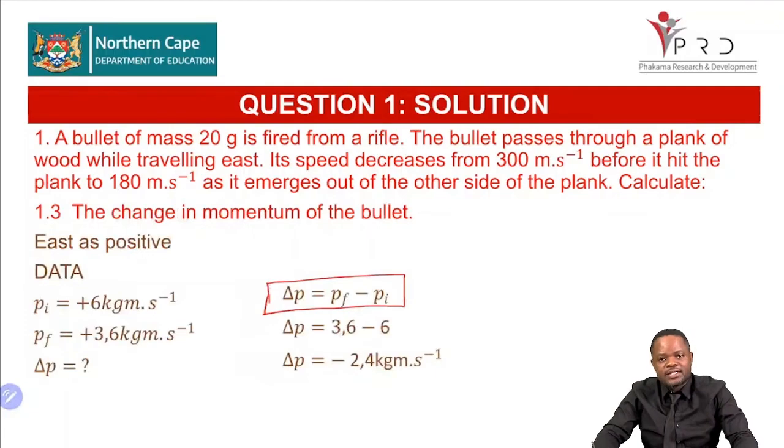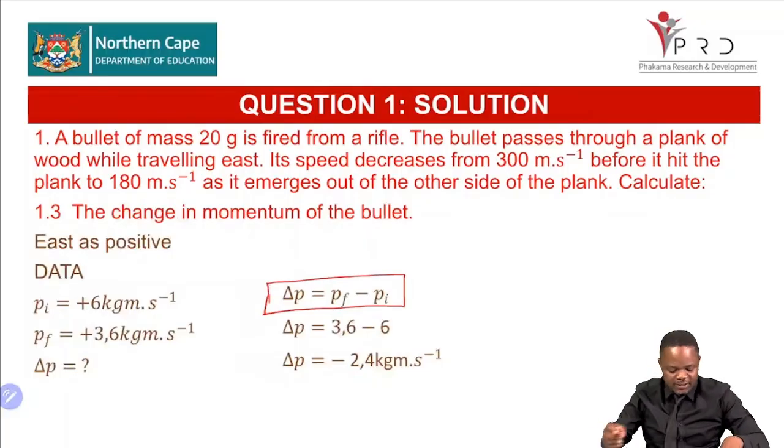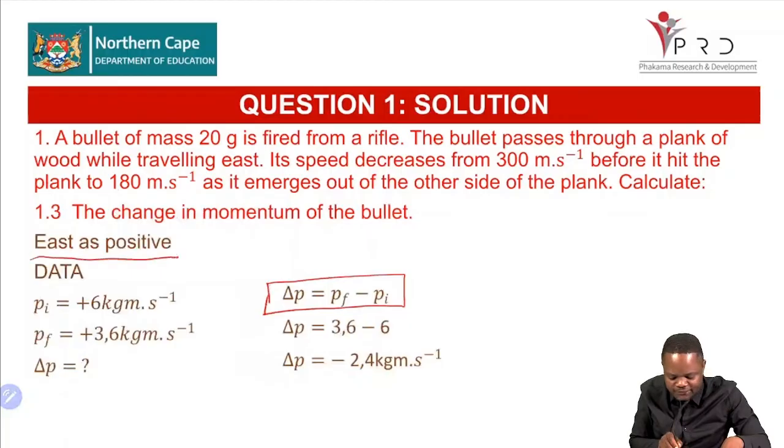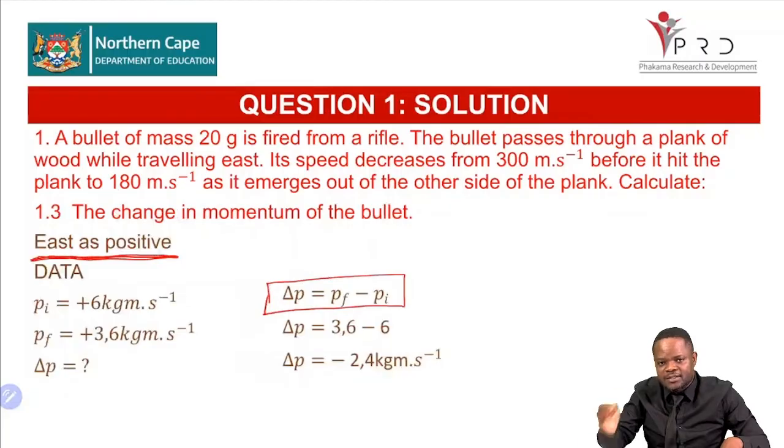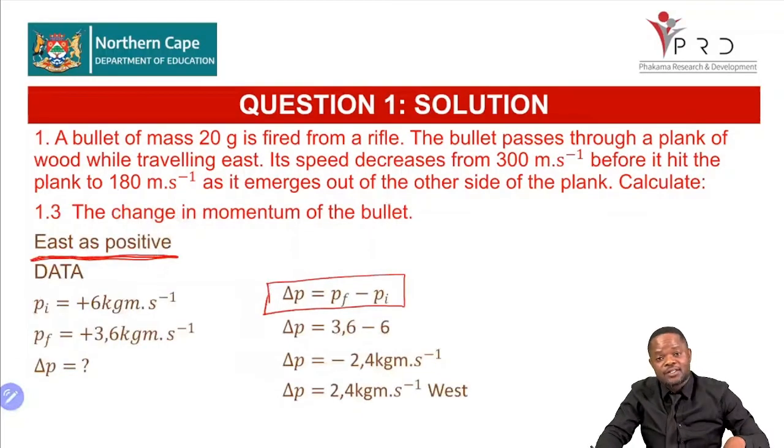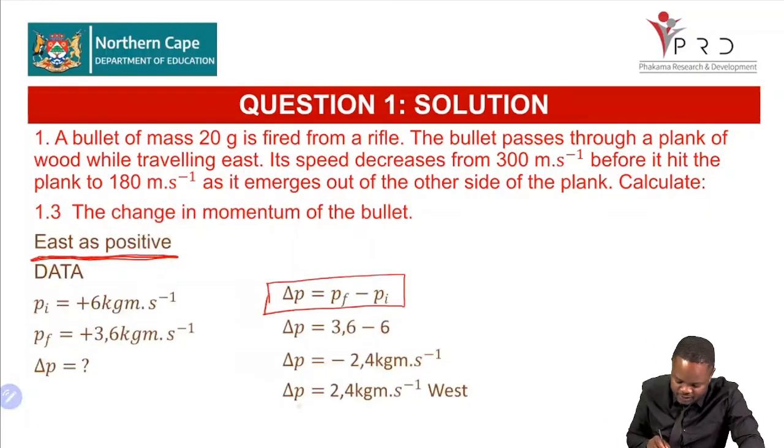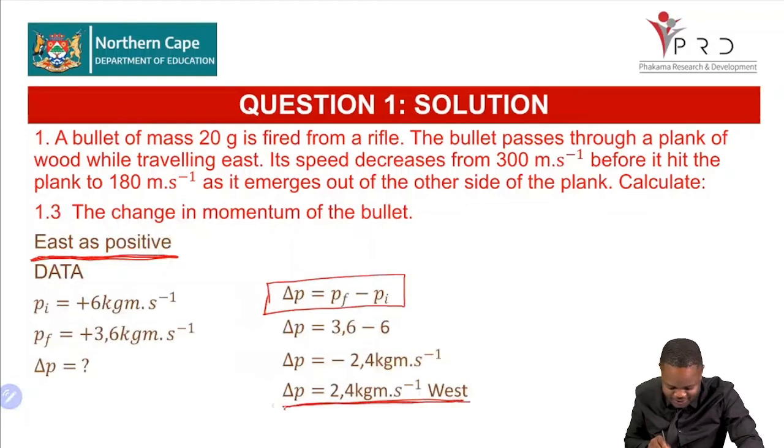And we're saying, what does the negative tell us? Our negative is showing us it is in the opposite direction to our reference positive direction. Our reference positive direction in this case, grade 12, is the east. So if we're getting a negative value there, it shows us that our change in momentum is actually west. Okay, definitely that was a refreshing question. Right, let's go on. Let's go further now, grade 12.